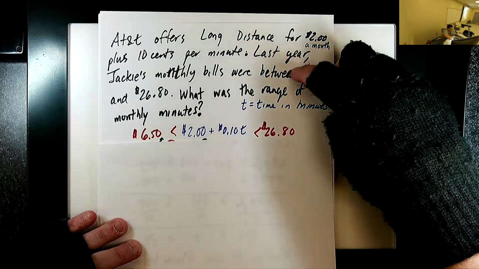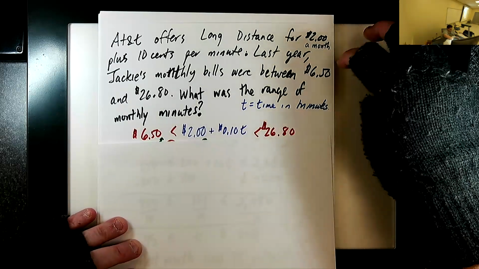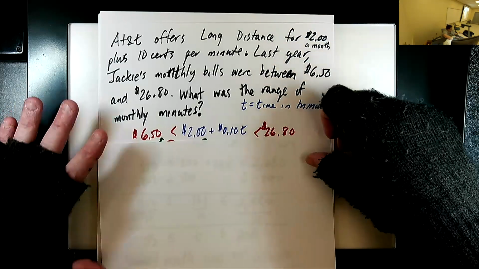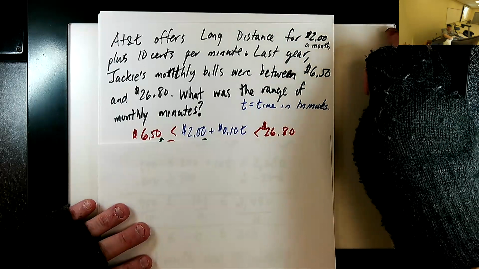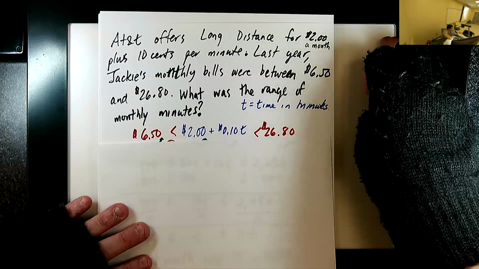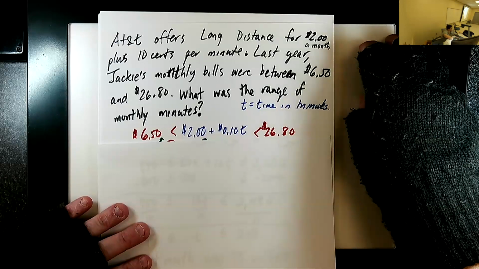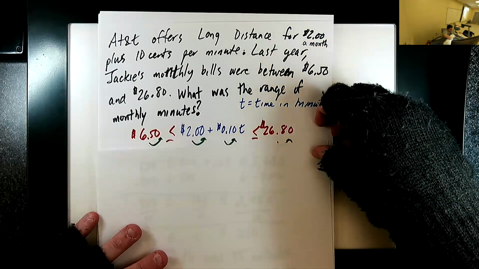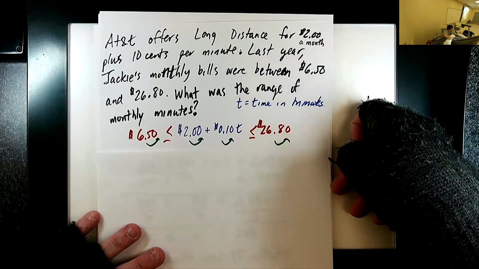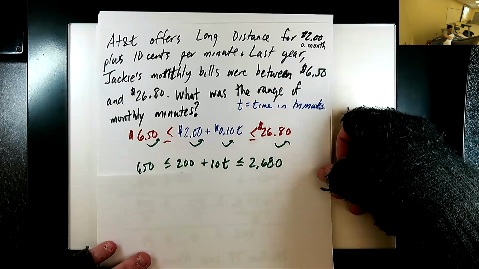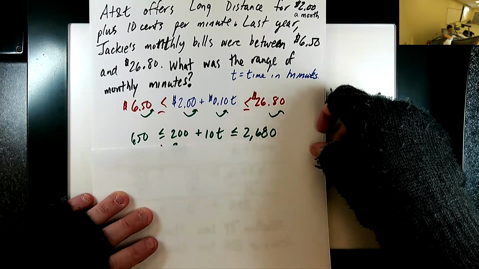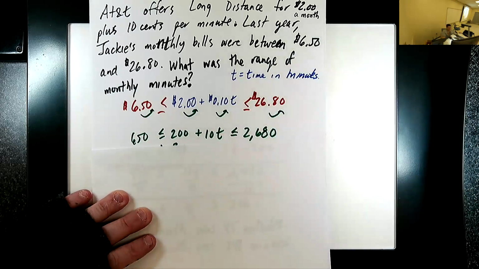The between tells me it's in between two numbers. Between is like a sandwich. So we can make the sandwich with 6.50 on the left and 26.80 on the right. And now we solve like we normally would. I taught you guys to clear the decimals, so they all have 2 decimal places. We move them all to the right twice, and you'll get 650 is less than or equal to 200 plus 10t, which is less than or equal to 2,680.